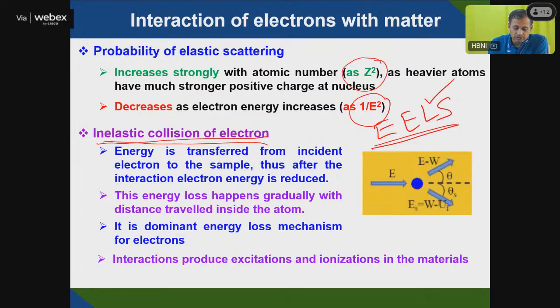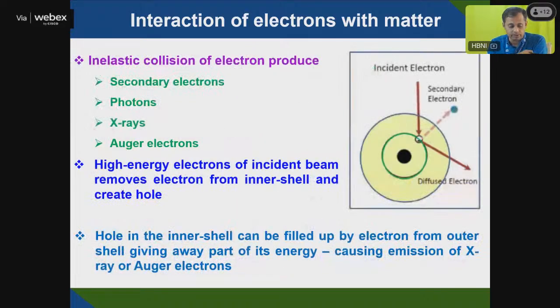Here energy is transferred from the incident electron to the sample, thus affecting the interaction energy. You can see the incoming electron energy is E, and after interaction it is E minus W. So W is the energy it loses after interacting with the material. This energy loss happens gradually with the distance traveled. It is the dominant energy loss mechanism in the case of electrons. The interaction produces excitation, and ionization is also possible.